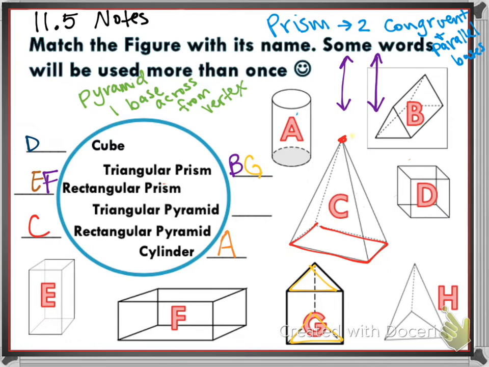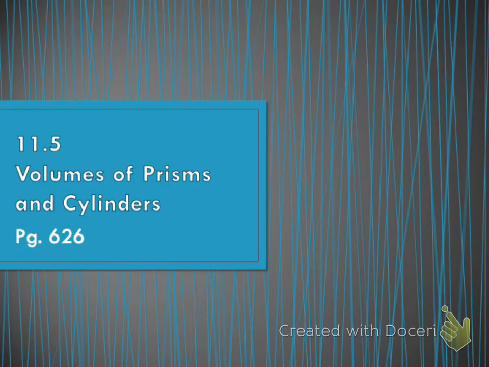Last one would be H. So again, we would all see this triangle. It is the only triangle. There isn't a parallel triangle up here to make it a prism. And then all of the sides come together at a vertex, which makes it a pyramid. A pyramid. Again, sorry for the mistake.